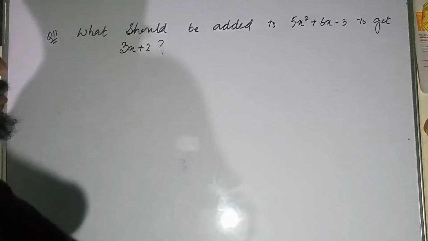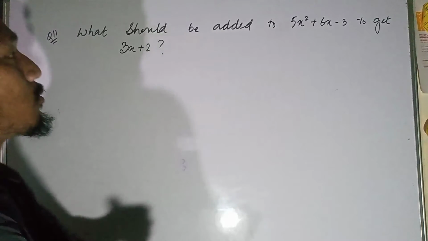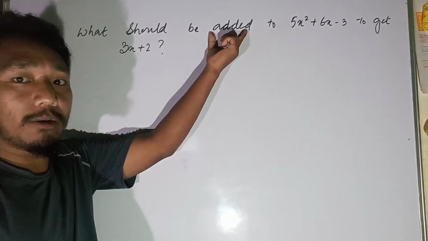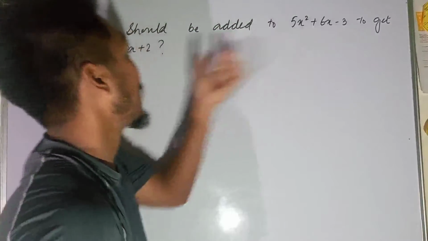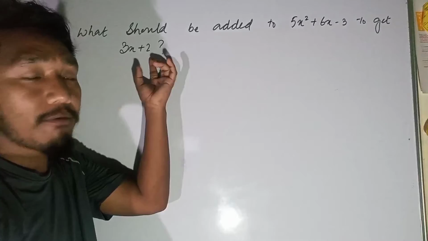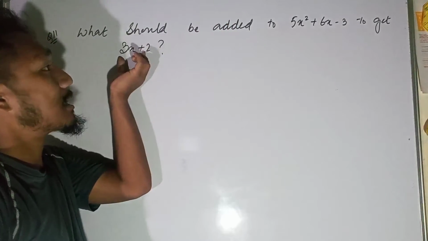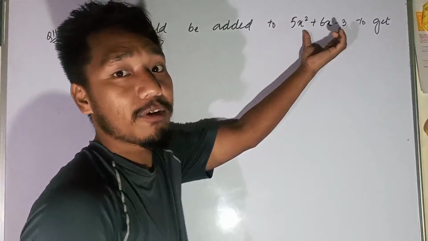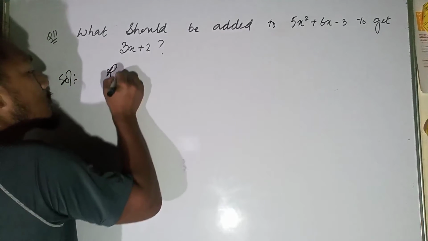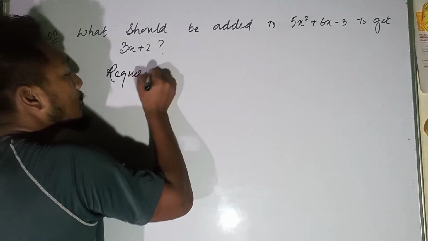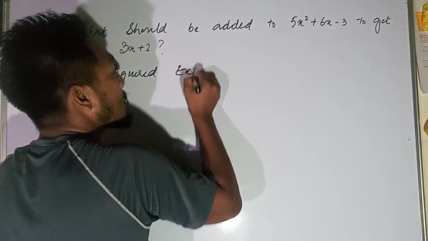What should be added to this to get this one? Okay, I told you, whenever the word added is there, remember whenever the word subtract is there, directly we subtract this by this. But whenever we have the word added, the first expression will be subtracted from the second expression. This is how we write. Okay, solution. Required expression. Okay, required expression is what?